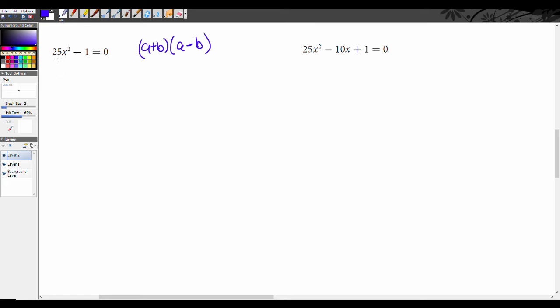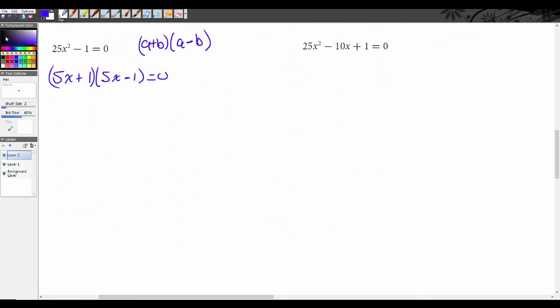So what is the square root of 25x squared? That's going to be 5x, because 5 times 5 is 25, and x times x is x squared. And what's the square root of 1? That's going to be 1. And since there's no middle term, we know that this is going to be a 5x plus 1 times a 5x minus 1. And that equals 0.